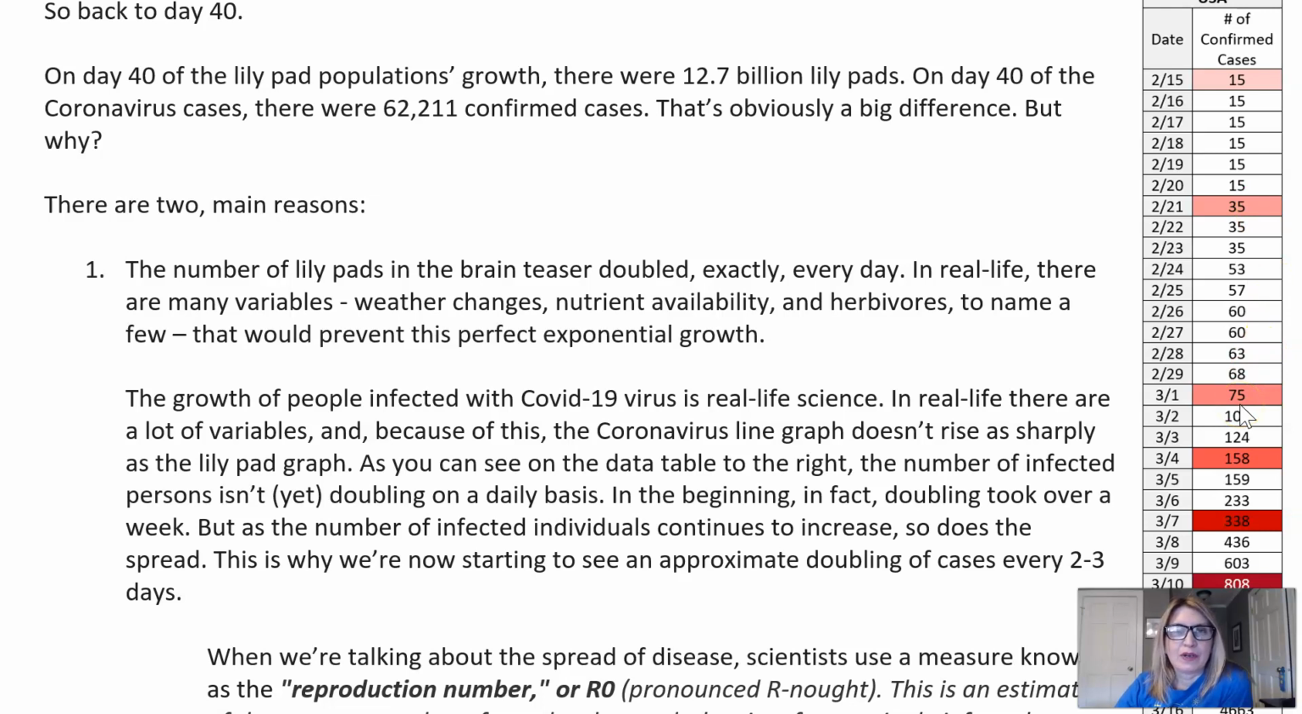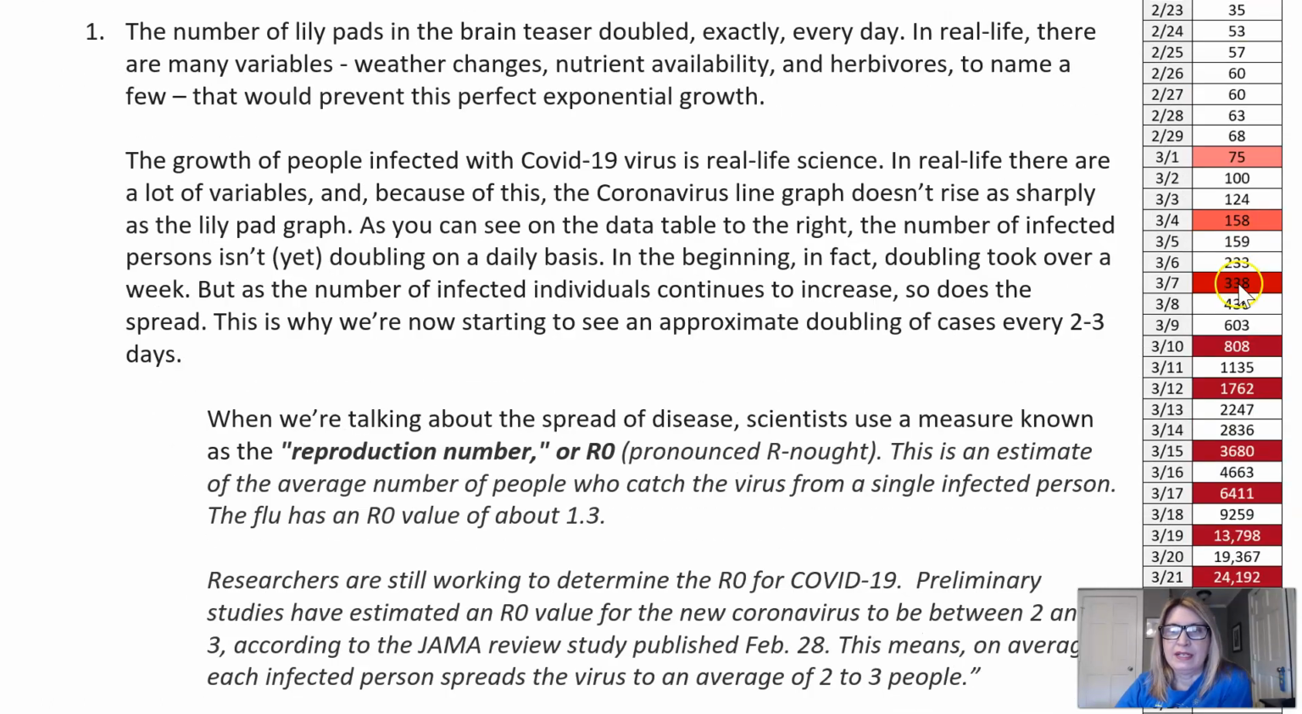But as the number of infected individuals has continued to rise, so has the spread. So as we look here, now we're starting to see that approximately every 3 days, the number is doubling. So in some cases, it's only taking 2 days. Other times, it's taking 3 days. And there's a reason for that.